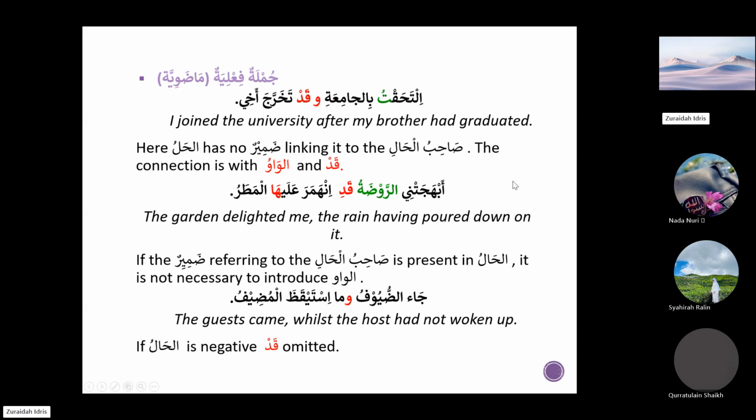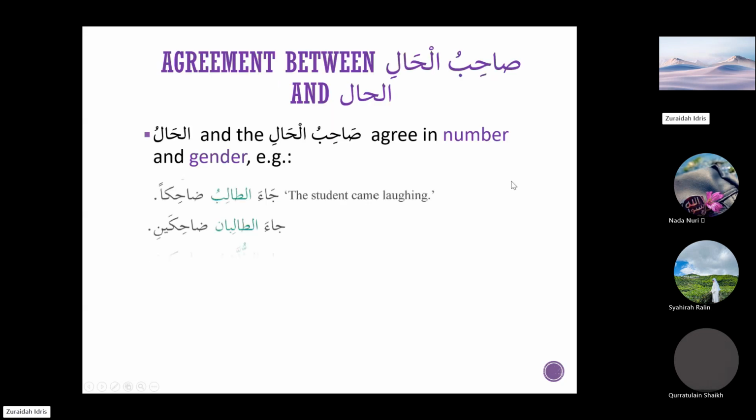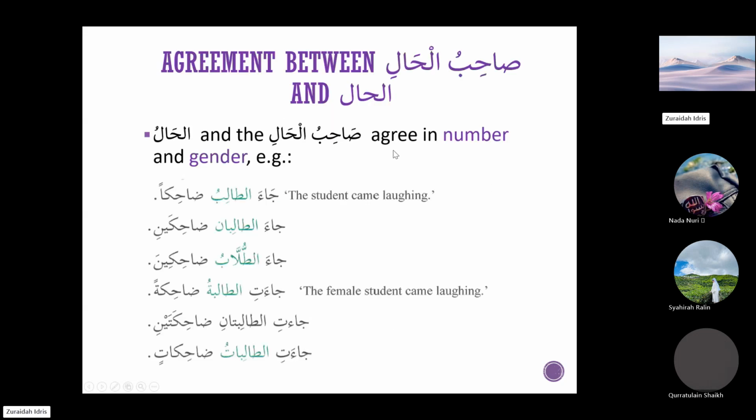So now let's see, I'm just going to emphasize this again because it's important to remember this. The hal and the sahibul hal agree in number and gender. So these are the different sentences. These are all masculine, so singular, dual, and plural. And here's feminine, singular, dual, and plural. Dahikina, dahikaini. Remember, for duals, we always have a fathah there.